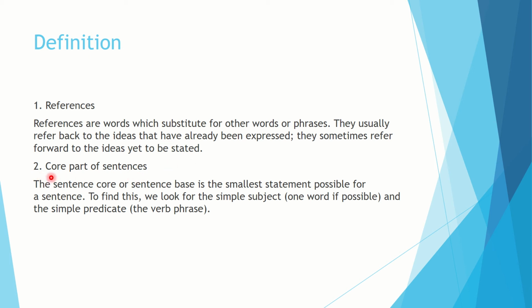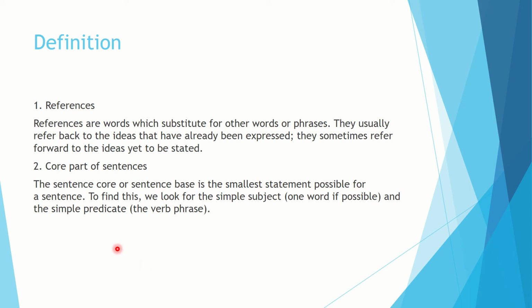Core part of sentence, or we can call it sentence basis, is the smallest statement possible for a sentence. This means the most simple sentence in a complicated or complex sentence. To find this, we look for the simple subject, if one word, we can use one word if possible, and simple predicate, the verb phrase.